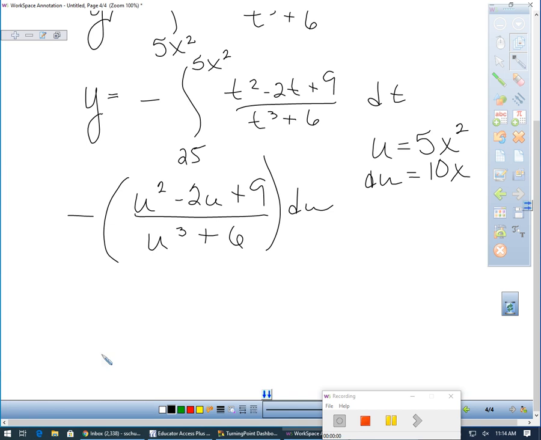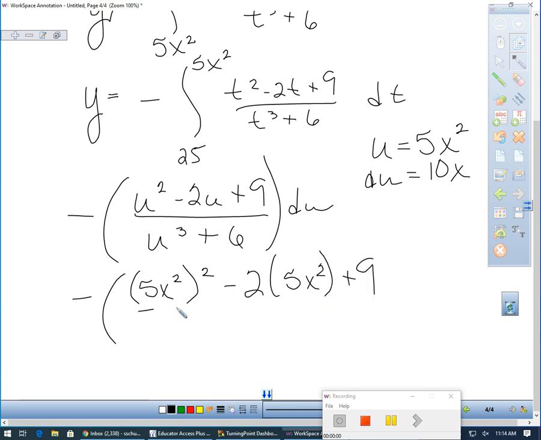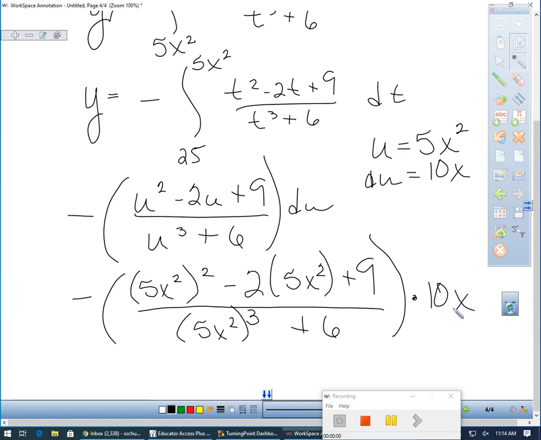So now we're going to plug those u's and du in and simplify it all. So guess what comes in handy? Our awesome algebra skills. All right. So we're going to go negative, parentheses, u is 5x squared, minus 2 times 5x squared plus 9 over 5x squared cubed plus 6. We're timesing it all by 10x.